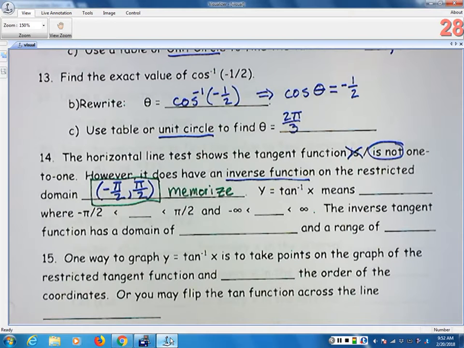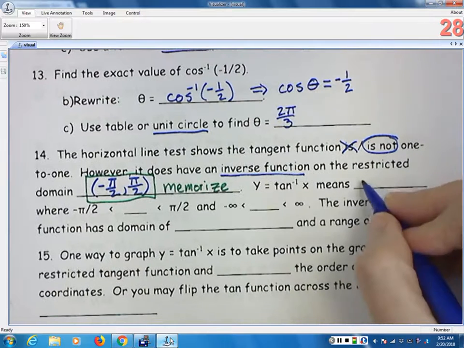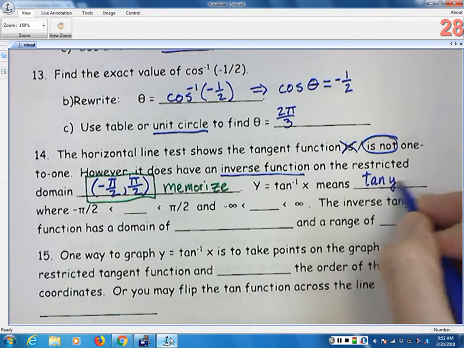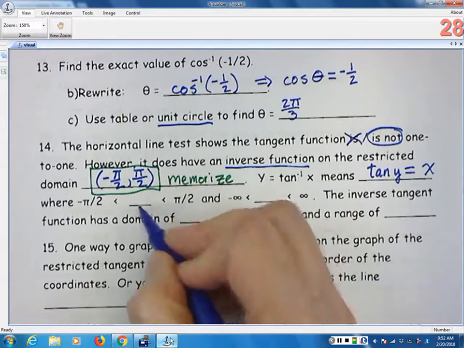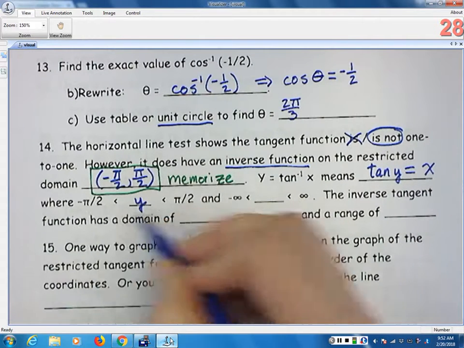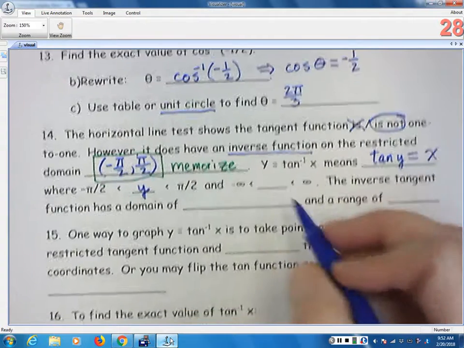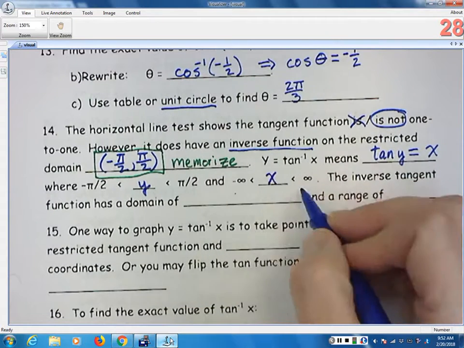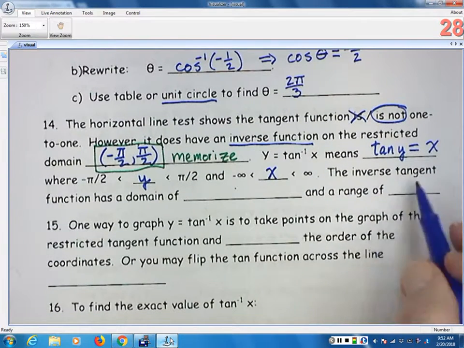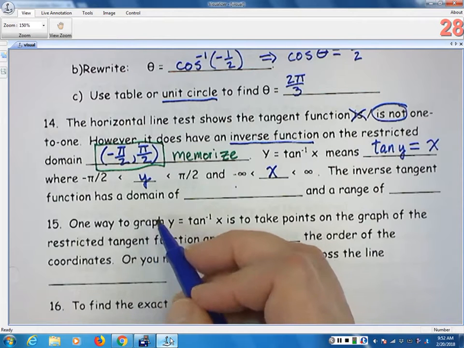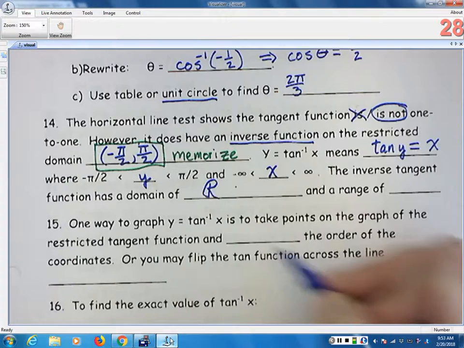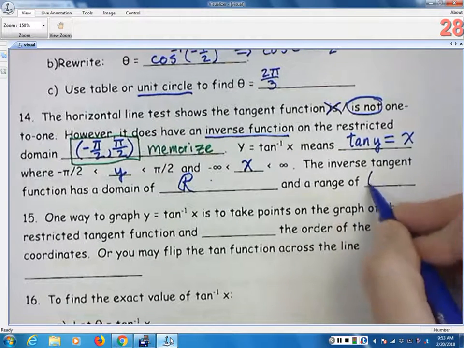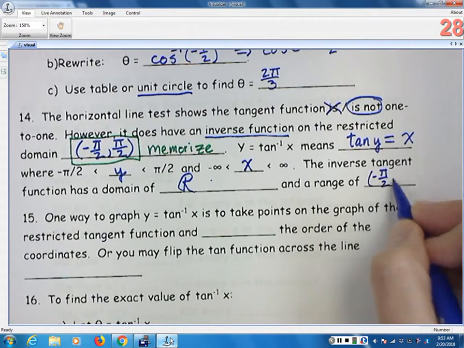And y equals inverse tangent of x means tangent of y equals x, where y, the angle, is between minus pi over 2 and pi over 2, and x is minus infinity to infinity. The inverse tangent function has a domain of all the real numbers, that's our x, so you can just write it as R, and a range of minus pi over 2 to pi over 2.